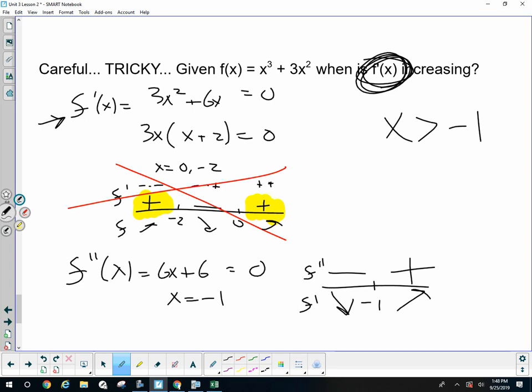Think about f prime increasing. The slopes of the tangents need to be increasing. So the slopes, the f primes, need to be going up. These values better be increasing.